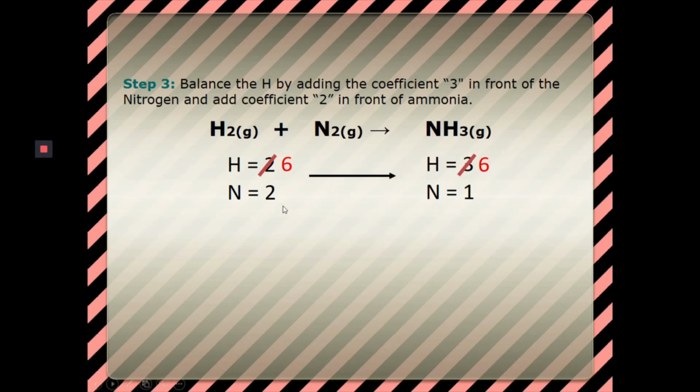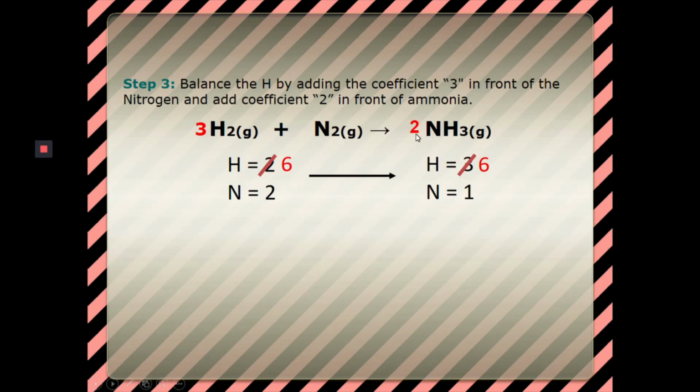Okay, so maksudnya kat sini we have to add 3 coefficient dekat hydrogen ni, dan kita kena add 2 dekat ammonia ni. Okay, so bila kita tambah, kita kena kira balik semua number of atom. Sebab bila kita tambah, kemungkinan kita dah mengganggu number of atom untuk elemen yang lain. Okay, so recalculate balik the number of atom. So here kita ada 3 darab 2, so kita ada 6 hydrogen, 2 nitrogen, sama.